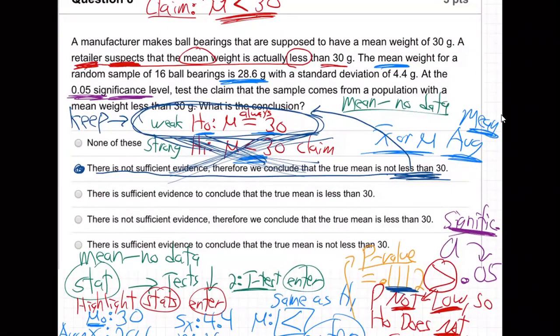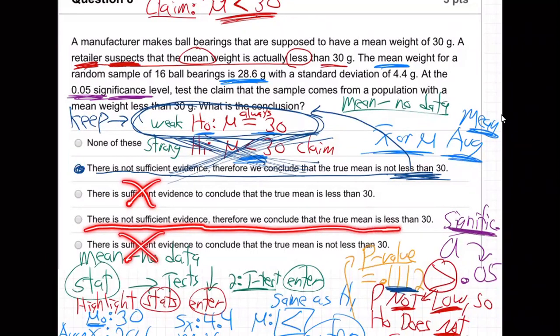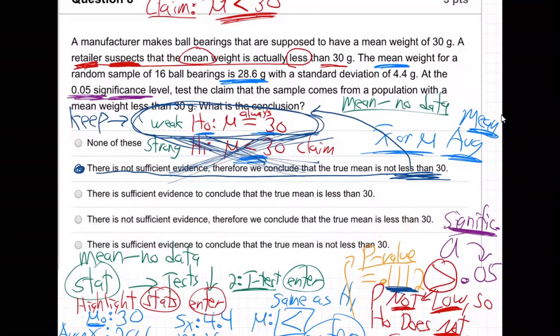So that's right. Let's look at the other options and see why they're not right. There is sufficient evidence? No way. Weak evidence, not sufficient. So forget those right away. How about this one? Not sufficient. That looks good so far. Therefore, we conclude that the true mean is less than 30? No. We do not, right? We said no to the less than 30 option right there. We kept the equals 30 option, didn't we? Is that good? Does everybody see that?